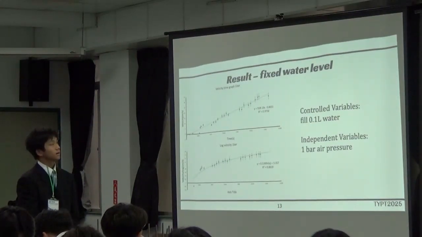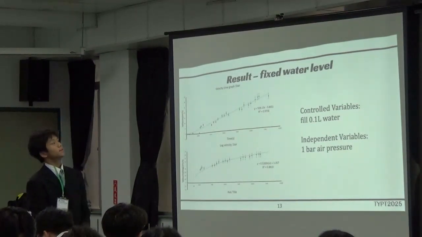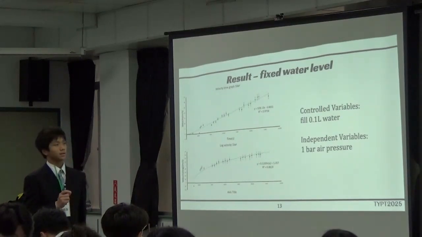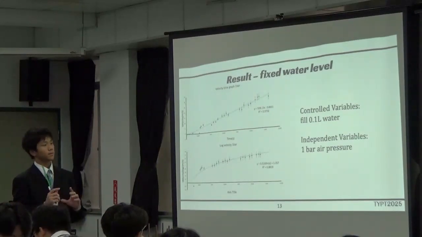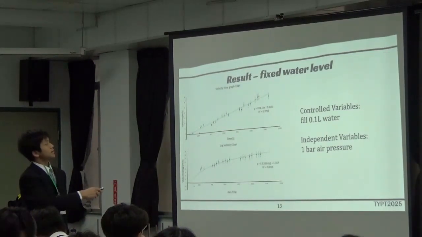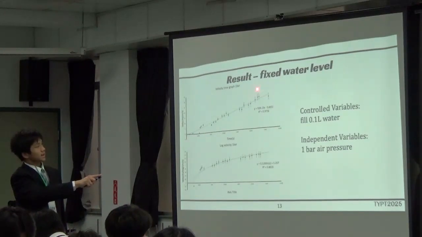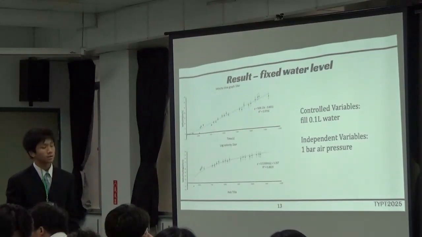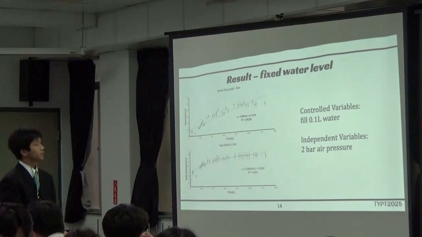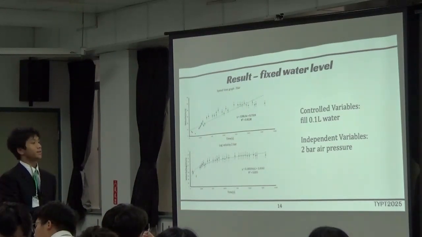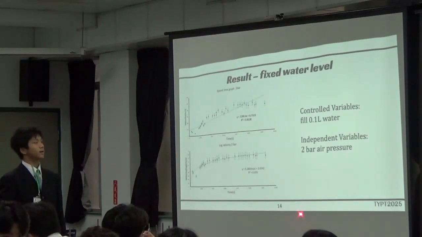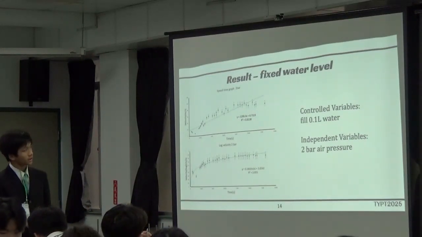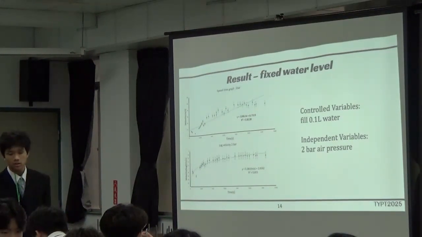These are the results of the first experiment. So in the first experiment, I fixed the water level to 0.1 liters in the bottle. For this, you can see that it's accelerating while it's being released. And for this, I changed the independent variable from 1 bar of air pressure to 2 bar. So as you can see, the speed when reaching the same time is higher than on the previous page.